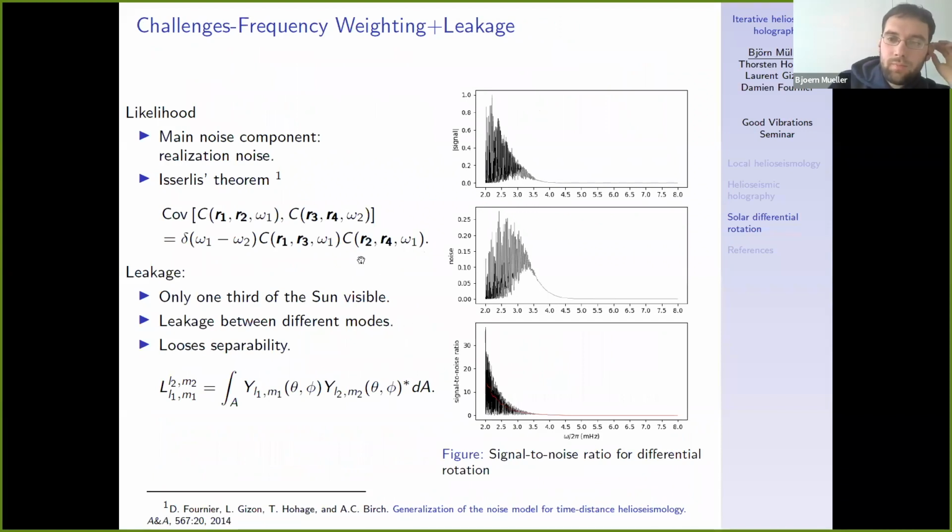So it turns out that we have to do some likelihood modeling. So we have to incorporate in our inversions also the cross correlation data, cross correlations, which are basically fourth order correlations. This can be seen by Isserlis' theorem. And furthermore, we have leakage. Leakage means that we only see roughly 1/3 of the sun. So spherical harmonics are not orthonormal anymore. And this again increases computational costs.